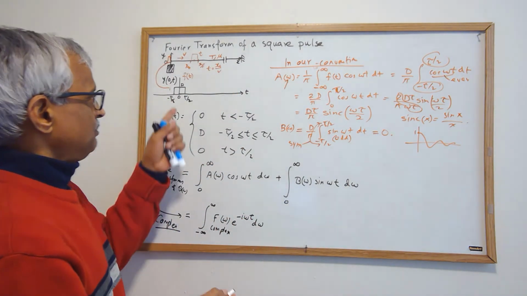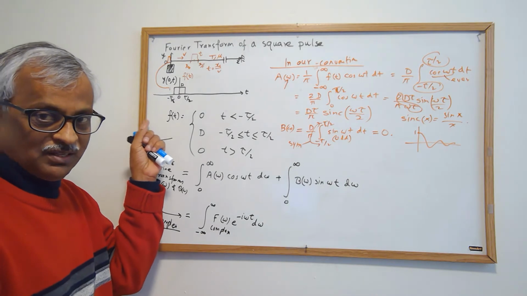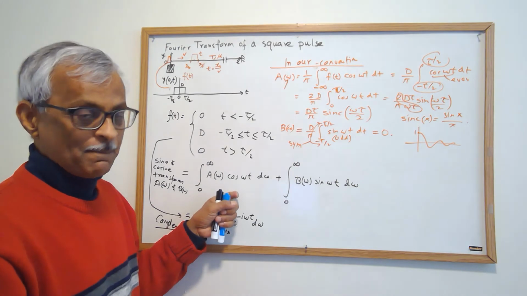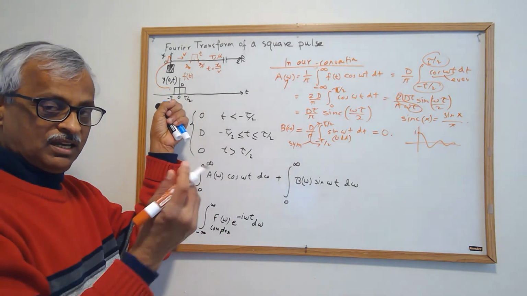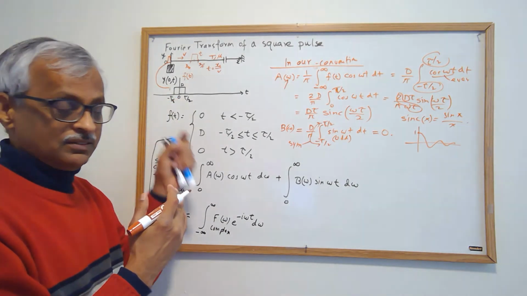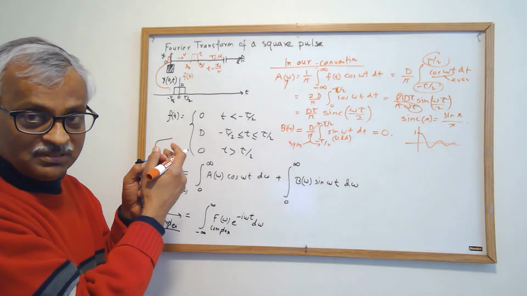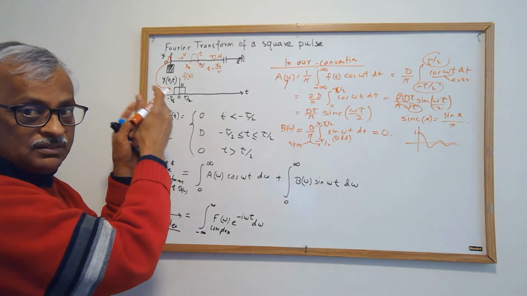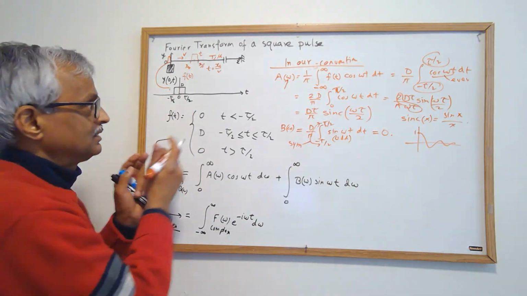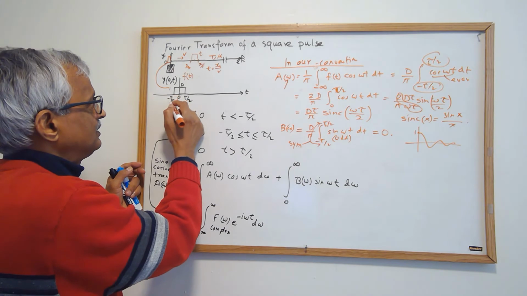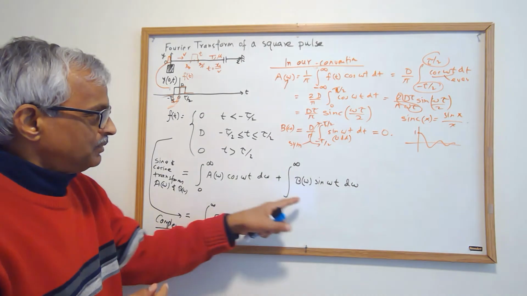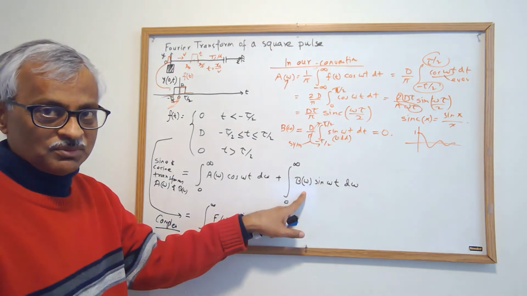It doesn't surprise me because I have a symmetric function in time, so its transform will only be a cosine transform. If I had an odd function in time, or antisymmetric, so like if I had this kind of function, then I would have only a sine transform, right? Okay.